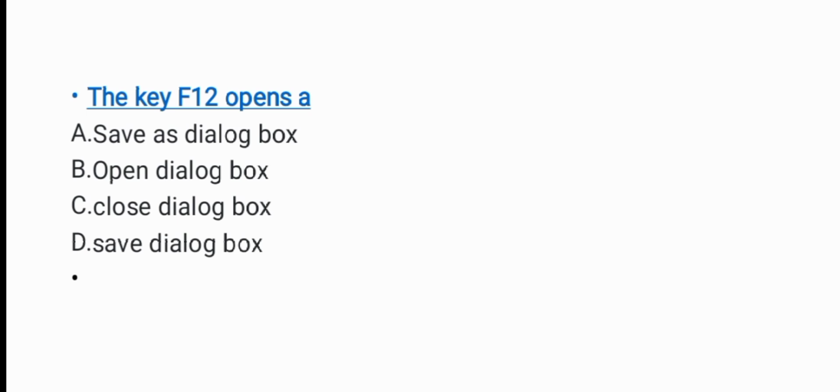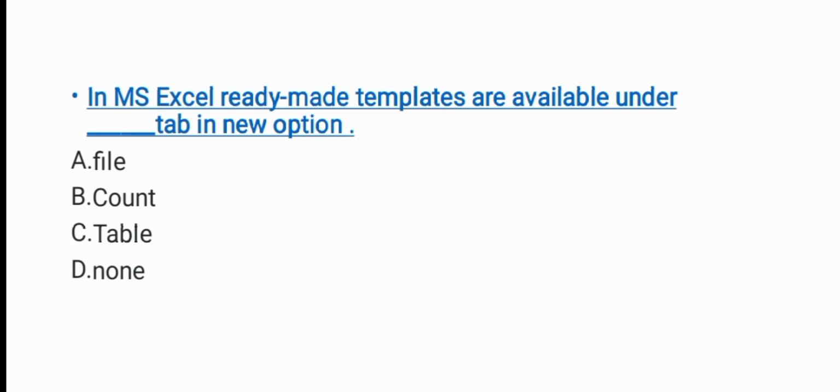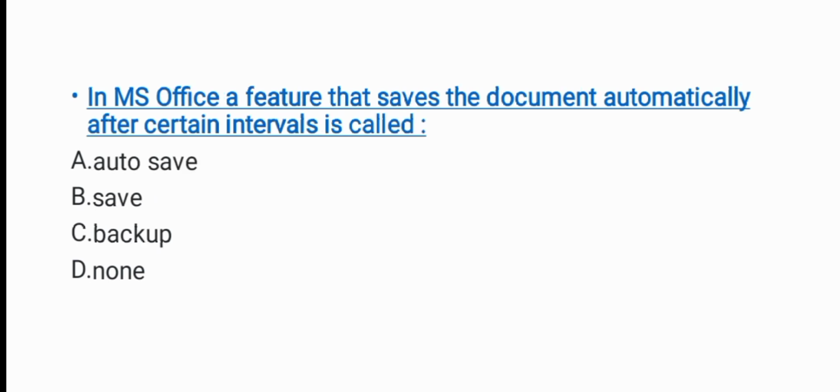The key F12 opens a save as dialog box, open dialog box, close dialog box, save dialog box. The key F12 opens a save as dialog box. Option A. In MS Excel, ready-made templates are available under dash tab in New option. File tab, count tab, table tab, none of these. The correct option is option A, file tab. In MS Office, a feature that saves the document automatically after certain intervals is called autosave, save, backups, none. The correct option is option A, autosave.